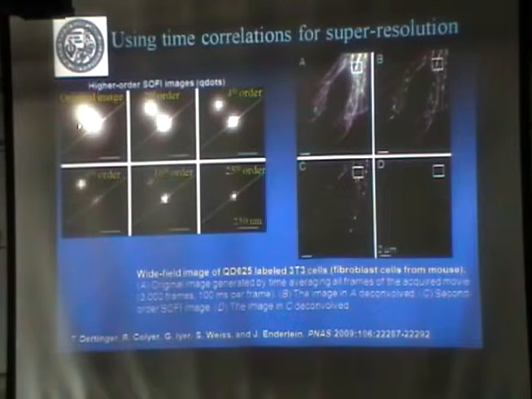So here you have the original image. You can't separate the spots. Now if you take second order correlations, fourth order correlations, you can separate the two sources. And here you have images, regular and using this method. This method is not as good in terms of the resolution you can achieve, but it's very simple.